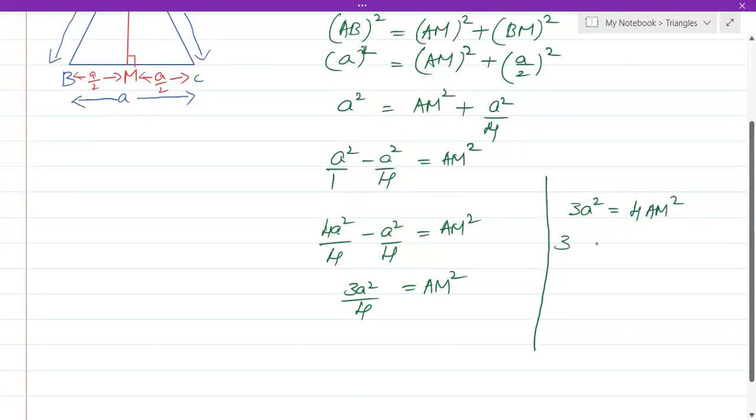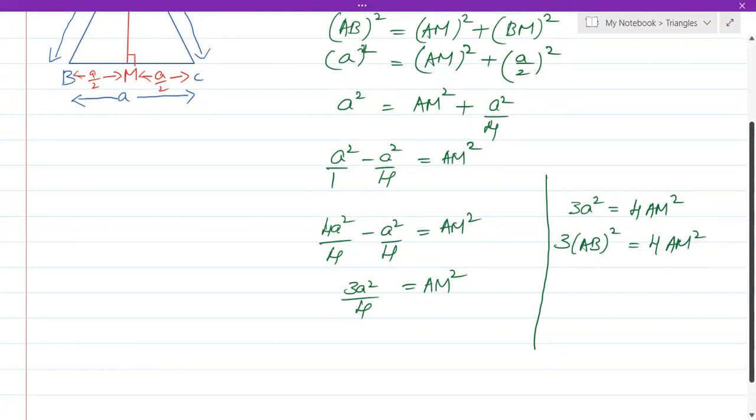So 3A square, instead of A, I can write it as AB. 3AB square is equal to 4AM square. That is, 3 times the square of one side is equal to 4 times the square of the altitude. Hence, proved. So similarly, let's solve the next question.